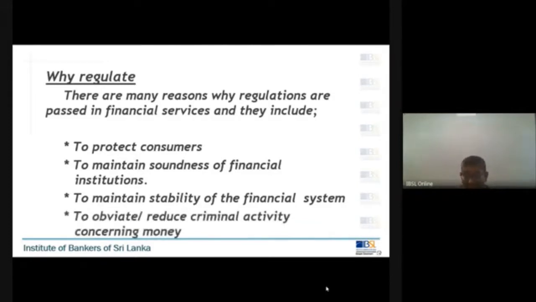is to obviate, so reduce criminal activity concerning money. So that means why we need to regulate: we cannot allow unwanted people and illegal activities to take place within the banking systems. Anti-money laundering, terrorist finance. You cannot send money through the banking system to facilitate those activities.